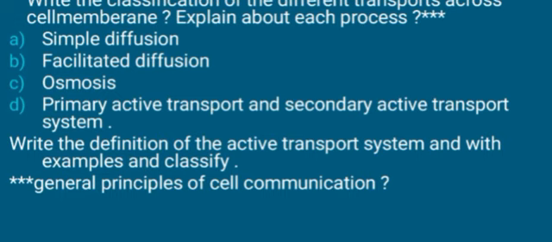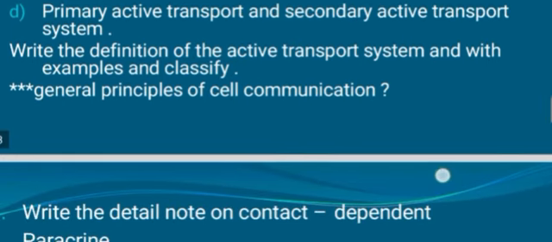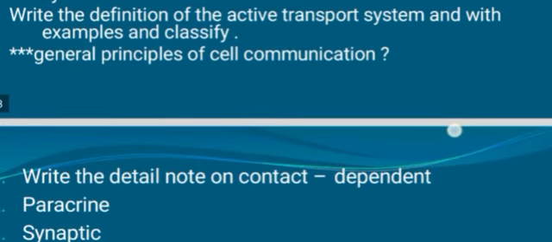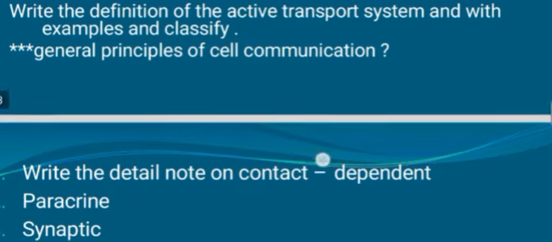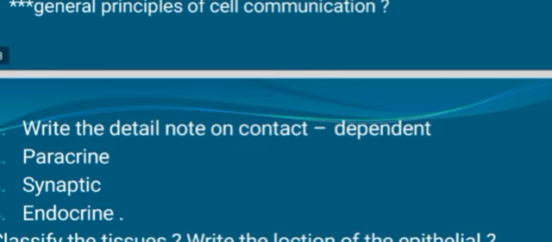So this is one of the most important questions, so try to write what are the ways of transport across the cell membrane or plasma membrane, and explain, and also classify. It's better to classify and also explain each process. So I have given the examples here. And write the definition of the active transport system and examples and classify. So write the active transport systems and the types and also examples, and general principles of cell communication.